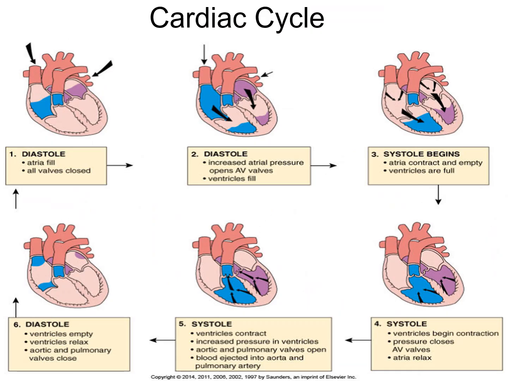So here again, we look at the cardiac cycle. So in diastole, the atria fill and all of our valves are closed. The atrial pressure will increase, and that is going to force the AV valves to open. The ventricles begin to fill. Then systole begins. The atria contract because they're now almost empty, right? So they contract and fully empty, and the ventricles are now full.